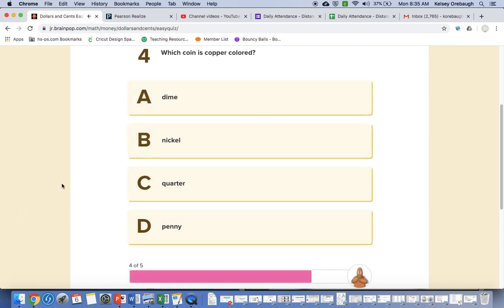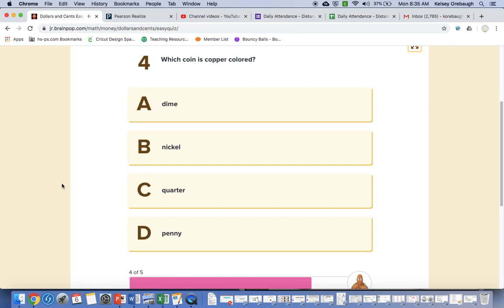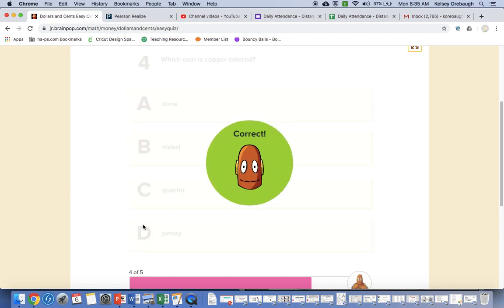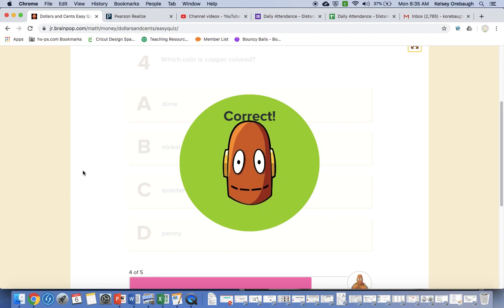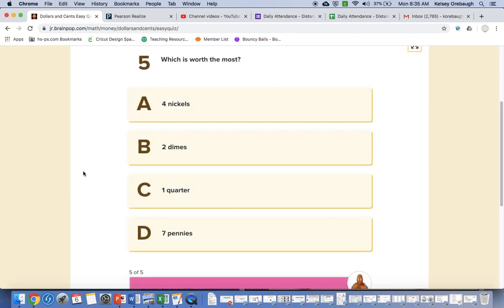Oops. There we go again. Which coin is copper colored? Well, we only have one copper colored coin. So out of the choices dime, nickel, quarter, and penny, that answer is, gave it away again, the penny. The rest of those are silver colored.